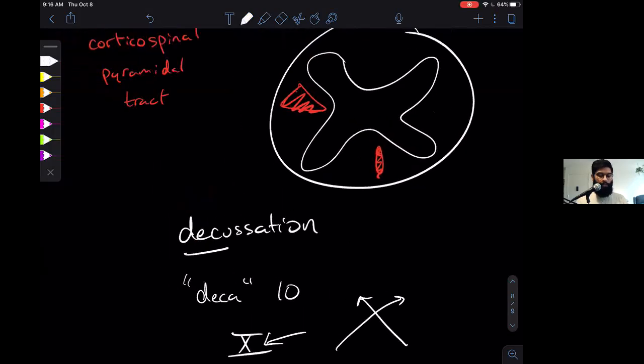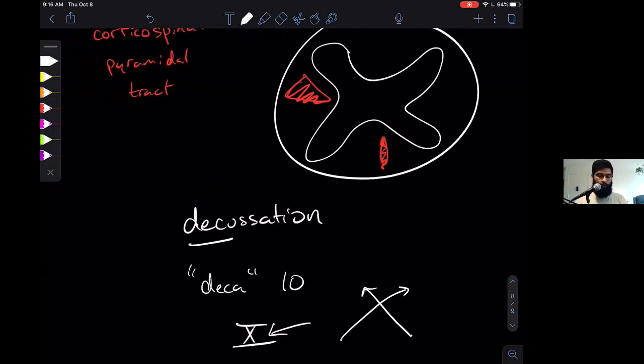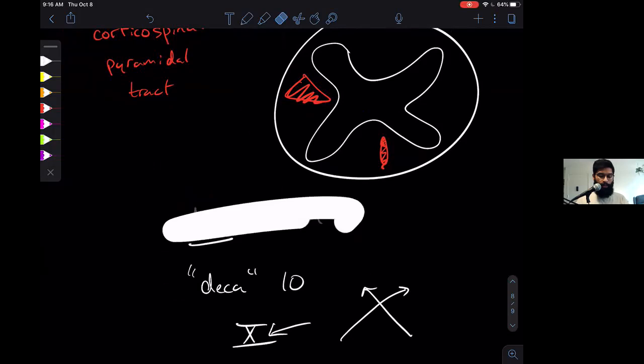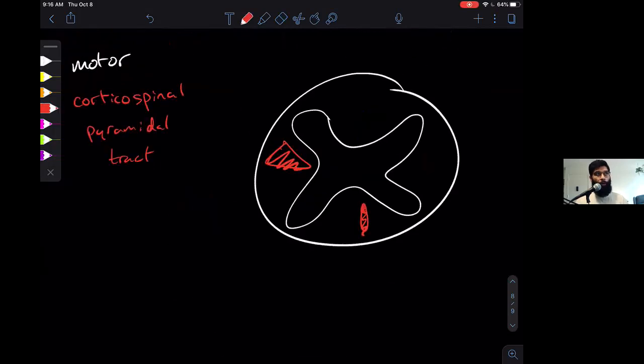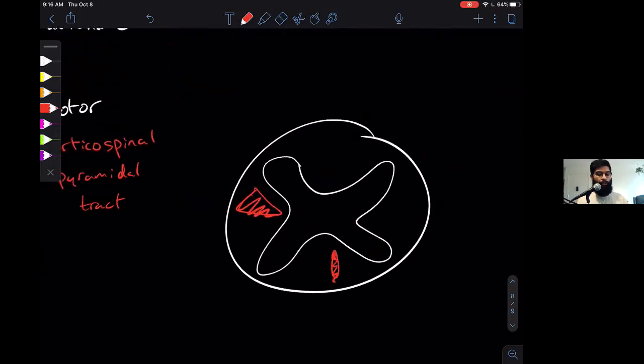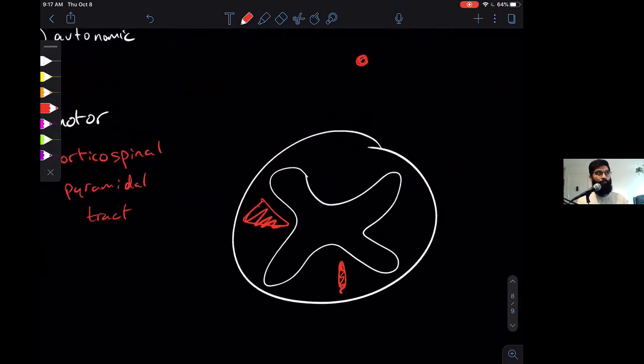Okay, so all of these are either going to be ascending or descending. Because of that, they're going to be providing a certain sort of information, and they're going to have a decussation. Our tracts over here are also going to have a certain number of nerves. So our motor tracts, the lateral tracts, are going to decussate up here in the medulla, and then they're going to go down and exit towards wherever they need to go.